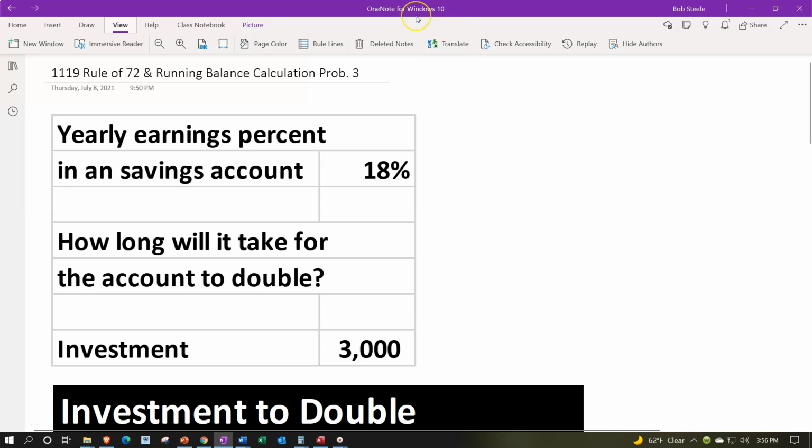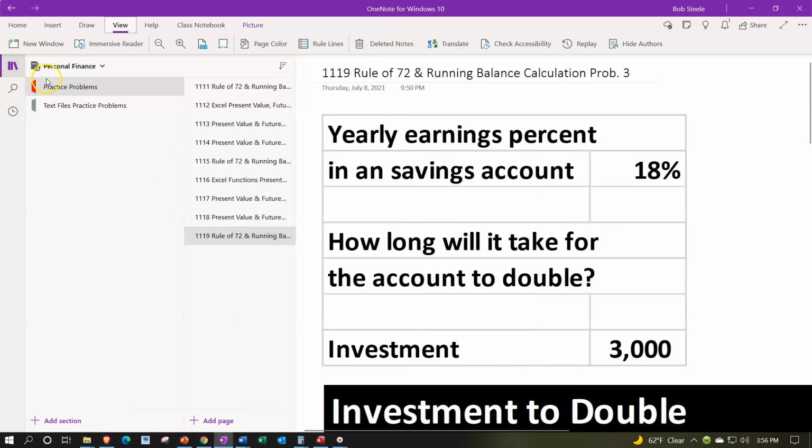Here we are in OneNote. If you have access to OneNote and would like to follow along, you're not required to, but if you would like to, we're in the icon on the left-hand side, in the Practice Problems tab, down in the 1119 Rule of 72 and Running Balance Calculation Prob number 3 tab. Also note, when using OneNote, look at the Immersive Reader tool. Our presentations will also be in the text area with the same name, same number, but with transcripts. Transcripts can be translated into multiple different languages and either listened to or read in them.